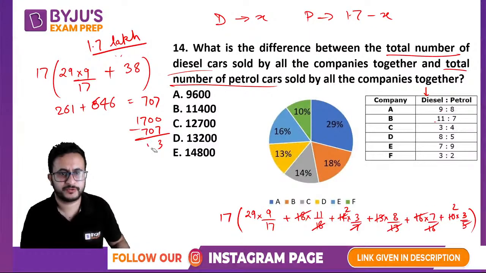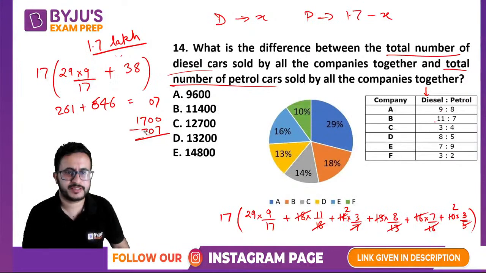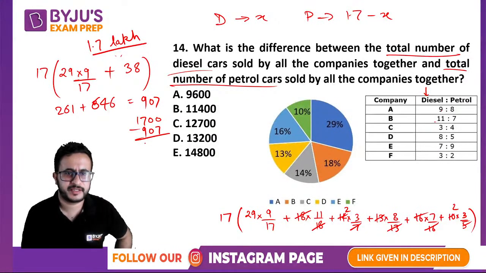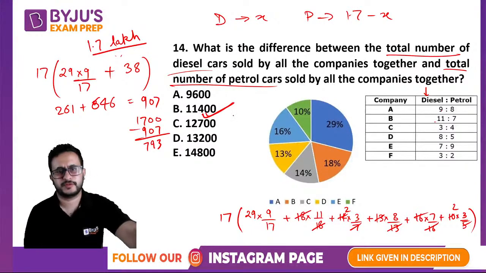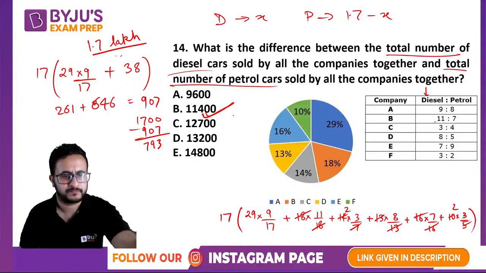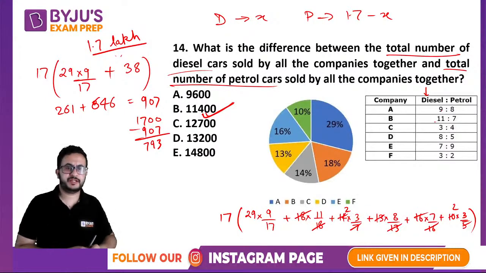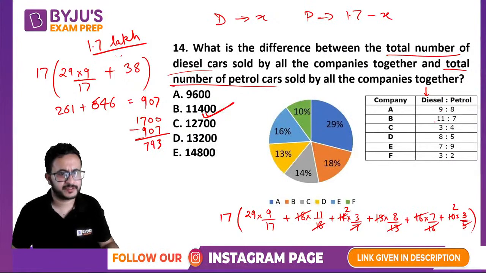अच्छा, गलत addition हो गया। रुको, sorry, this is 907. 907 आएगा, that is 793. So 114 आ जाएगा, that will be your difference. Okay, so 11,400 will be the difference.